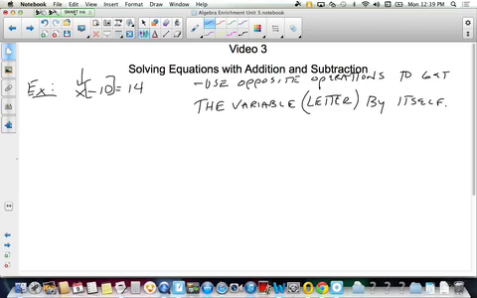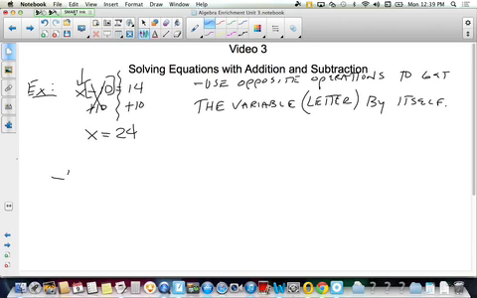We're going to use opposite operations. So we have an x minus 10. The opposite of minus 10 is plus 10. So we're going to add 10 to both sides of the equation. We use the equal sign as the divider of the equation. If I do that, it'll cancel the 10 on the left side and leave just x equals 24. Okay? Let's do another one.